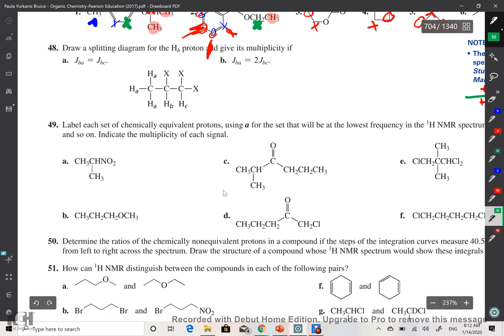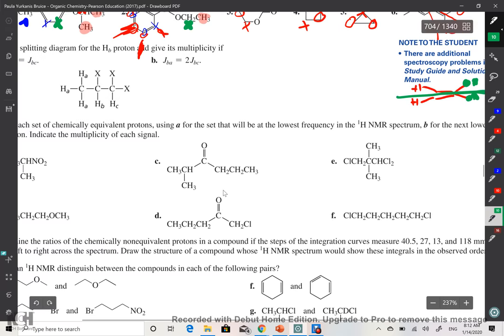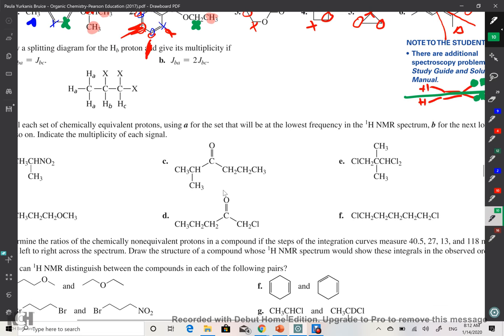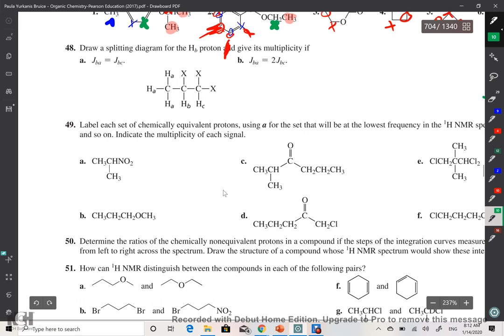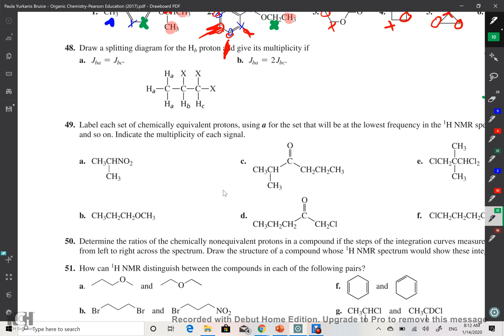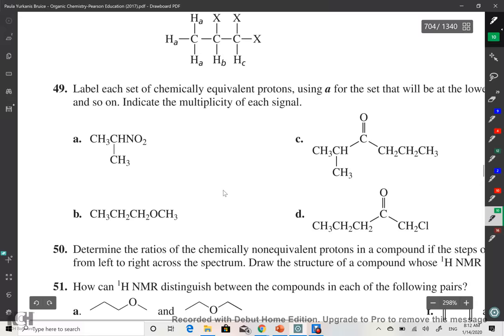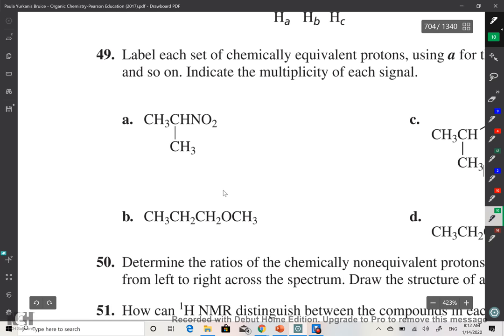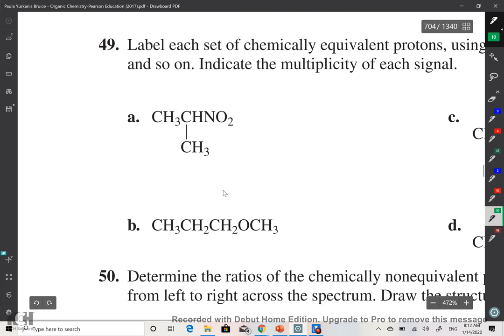Number 49 says we should label each set of chemically equivalent protons using A for the set that will be at the lowest frequency in the NMR spectrum. No, don't worry about that. Let's just label the protons that will be chemically equivalent. We don't need to determine which one will be at high or low frequency because that's what we'll do today in class. Labeling chemically equivalent protons in structure A.